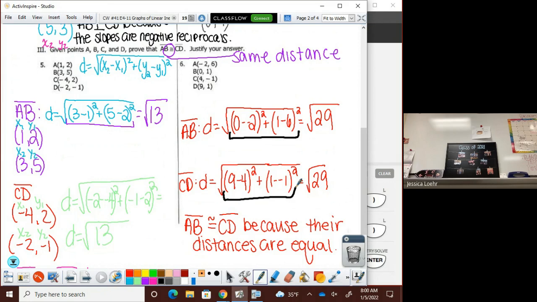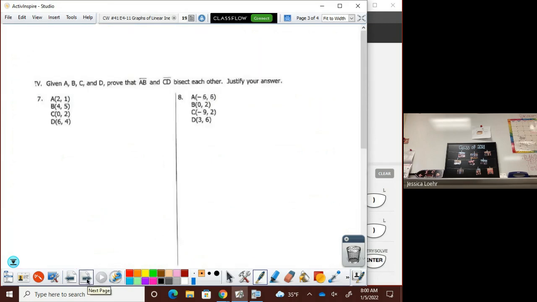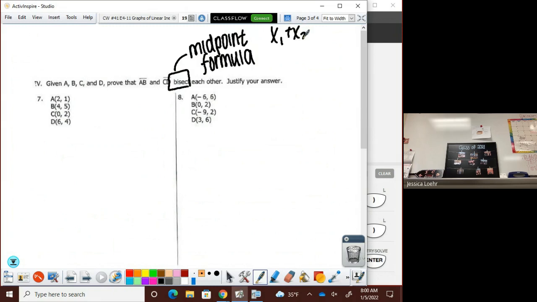Okay, flip to the next page. Last possibility of what they can ask you is to prove that two lines bisect each other, in which case you need to use the midpoint formula, which we all forgot on the last test. X1 plus X2 over 2, comma, Y1 plus Y2 over 2. It's going to be a coordinate point, your answer. Okay? Midpoint. You're looking for a point or a coordinate.